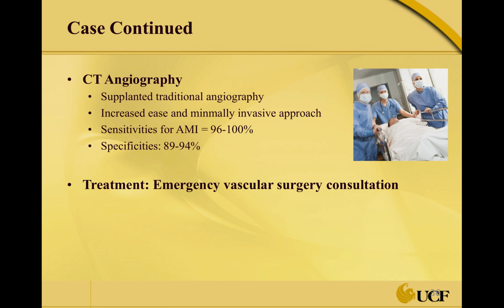Instead of plain CT, we're using angiography, and this is an easier, minimally invasive approach. The sensitivity for acute mesenteric ischemia is 96 to 100%. Although the specificity is not that high, it is pretty good, 89 to 94%. So what this tells us is that this is an emergency surgery issue.